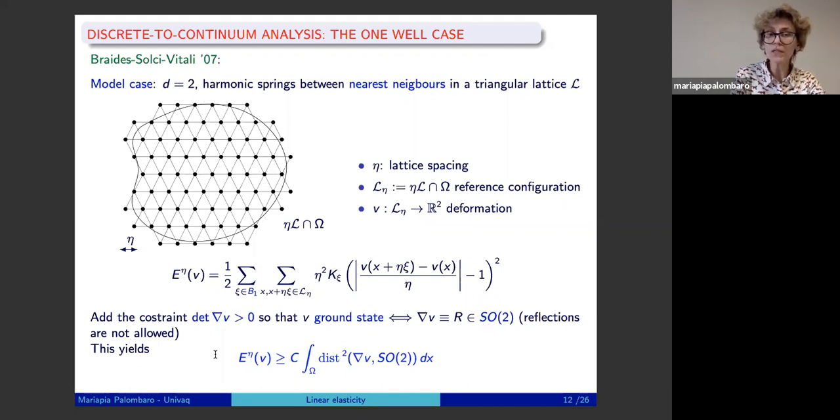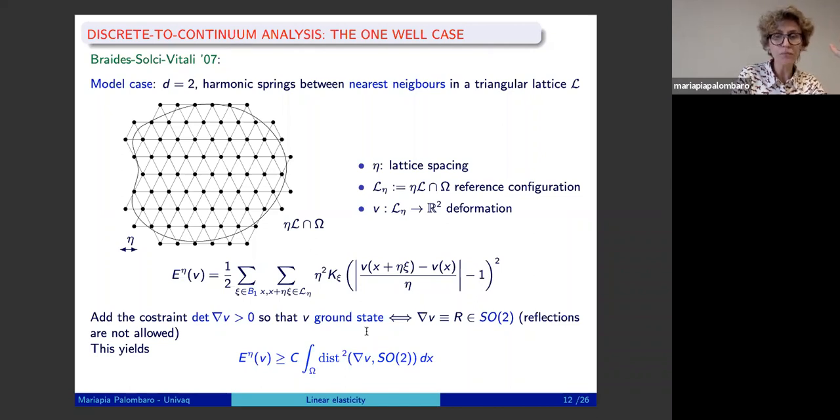And because of this, one can prove straight away that the energy is bounded from below by the square distance from the set of rotations. So I repeat that the gradient of v here is the gradient of the continuum interpolation of the discrete deformation. So in their case, the compactness is not an issue.